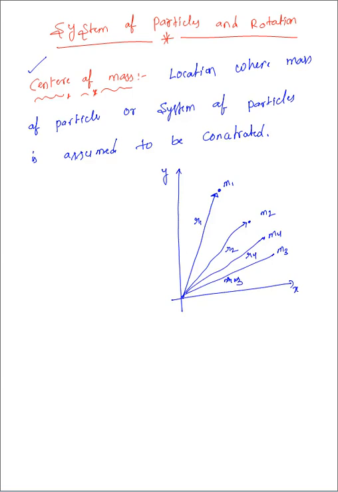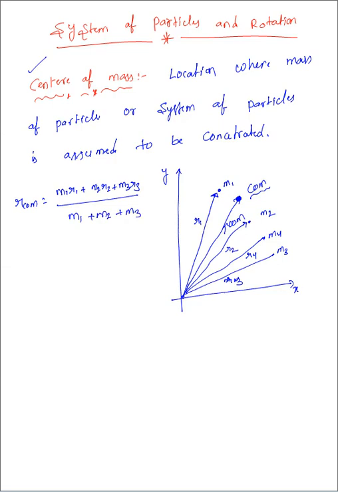Now somewhere here, the total mass of all these particles is assumed to be concentrated. This is called the center of mass, simply written as COM. The distance from the origin to here we can write as RCOM. This is the center of mass. To calculate it, we know that RCOM equals m1r1 plus m2r2 plus m3r3 and so on, divided by m1 plus m2 plus m3.